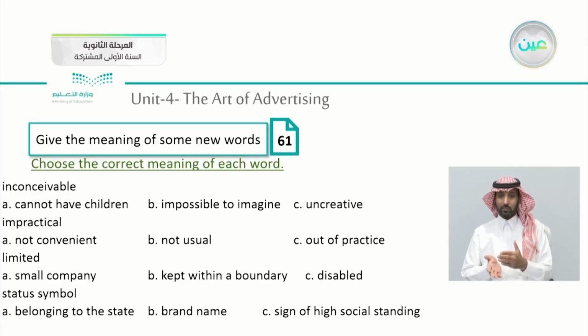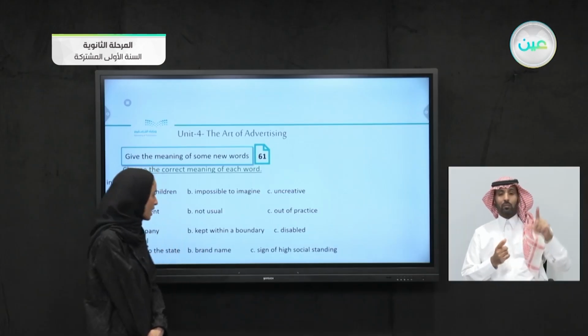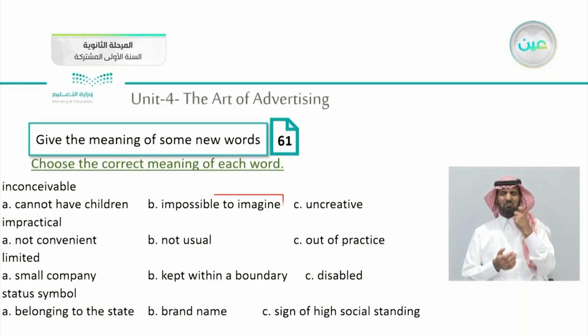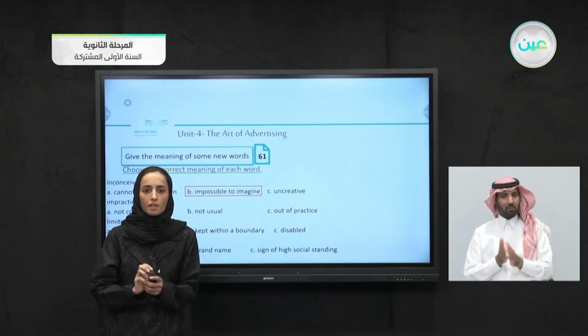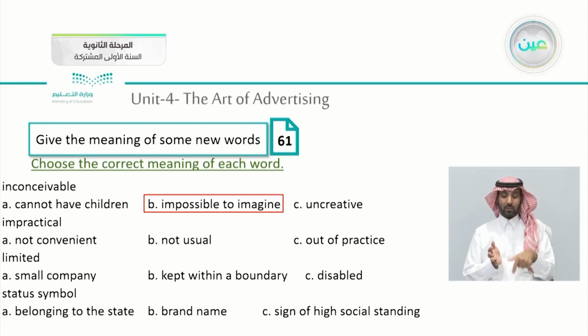Then we have discussed in the reading lesson, page 61, the meaning of certain words. Here we're having inconceivable. What do we mean by inconceivable? Take out the in, then we will have conceivable. What is conceivable? Life without cash in the past was inconceivable, very hard. It means impossible to imagine. In the past, if you don't have cash with you, you can't buy anything. No cash, no purchase.